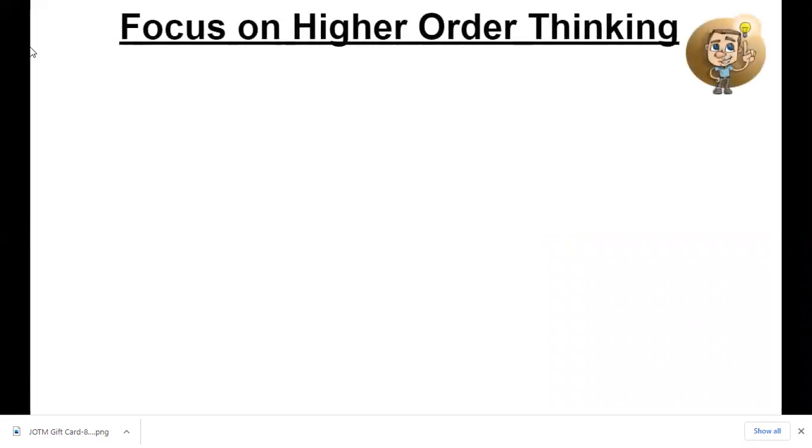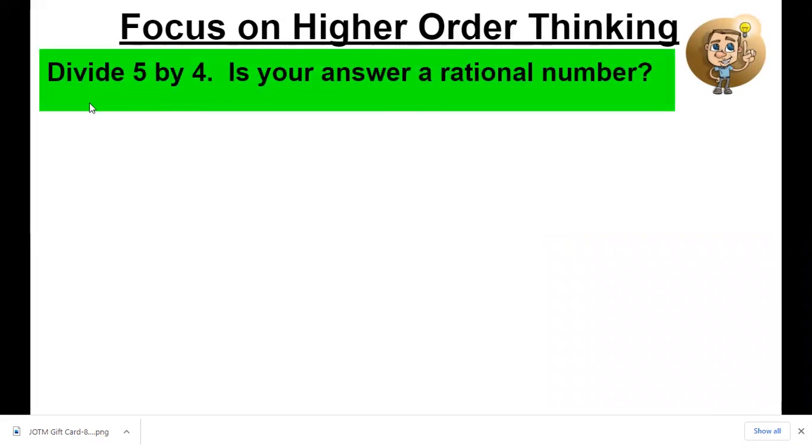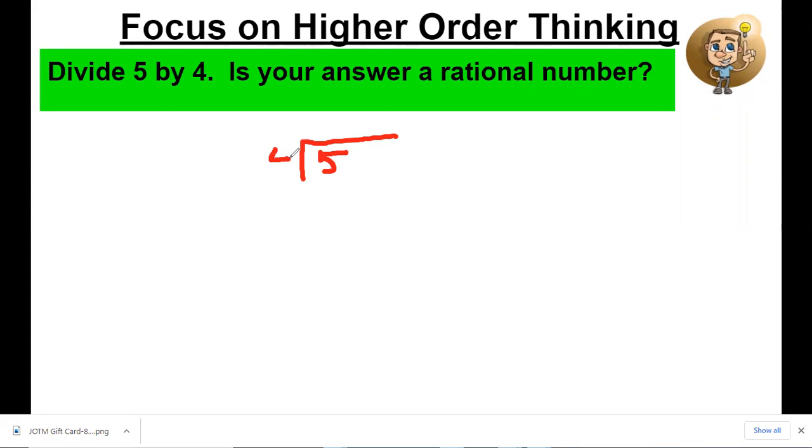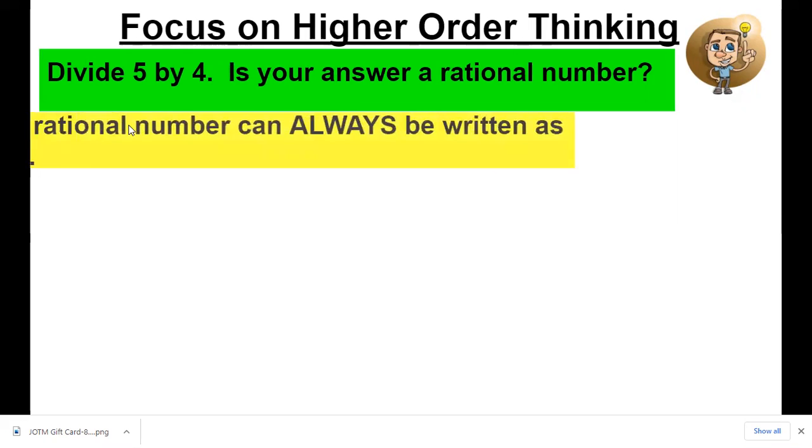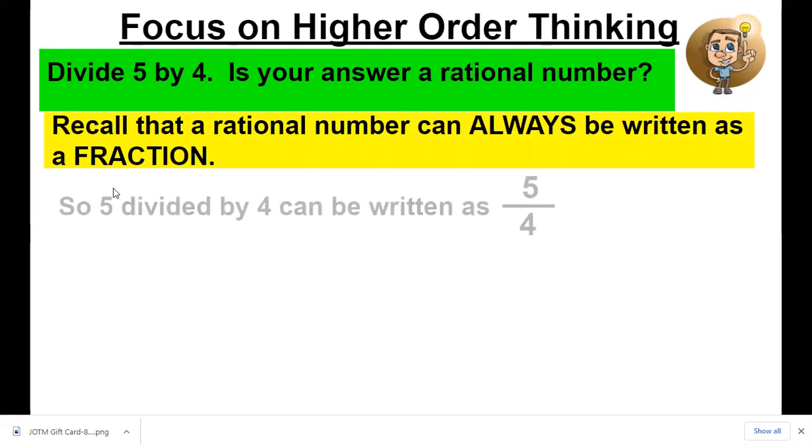Okay, welcome back. We're going to talk about some higher order thinking. We're going to divide 5 by 4. Is your answer a rational number? What does that mean, dividing 5 by 4? Which one goes on the inside? Divide 5 by 4, right? Is that a rational number? Remember, a rational number can always be written as a fraction. So can you write that as a fraction? So this is really 5 on top divided by 4. 5 over 4. Yes, it is a rational number.